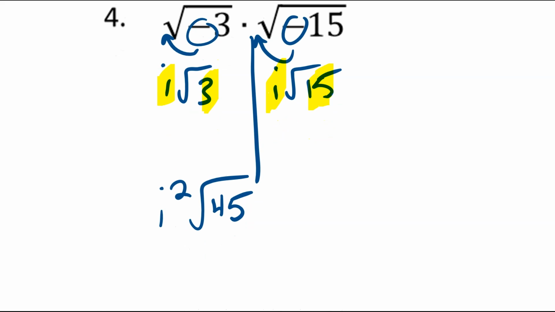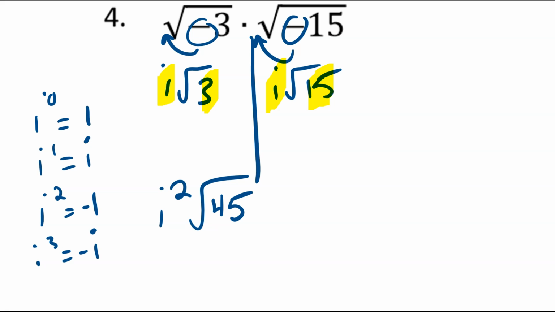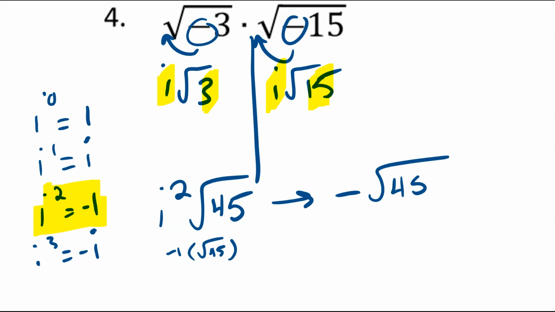Usually once you're done multiplying, there's some simplifying that you could still do here. So I recognize that i squared was one of those powers of i, right? i to the 0 was 1, i to the first is i, i squared is negative 1, and i to the third was negative i. So it looks like this one is the one we're applying here. So this just turns into negative 1 times radical 45, or just negative radical 45.